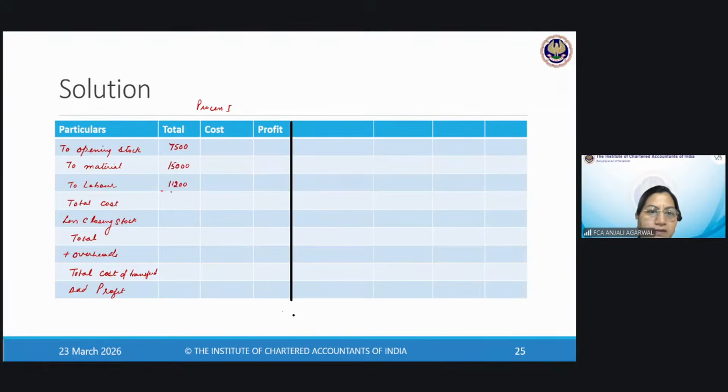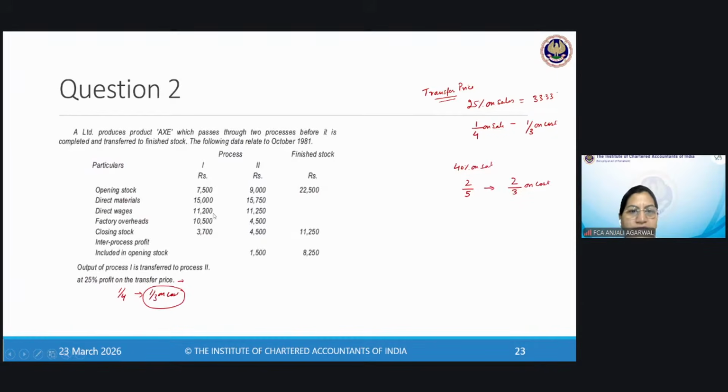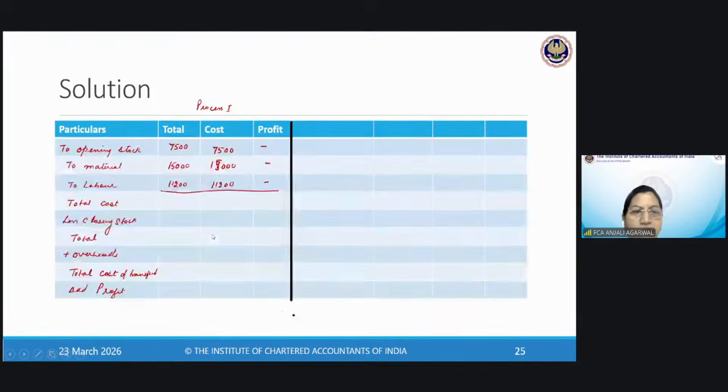Wait here, take the totals. In process 1, there is no profit. Whatever the total is, the total cost. Okay. 7,500, 15,000, 11,200, and there is a closing stock of 3,700.